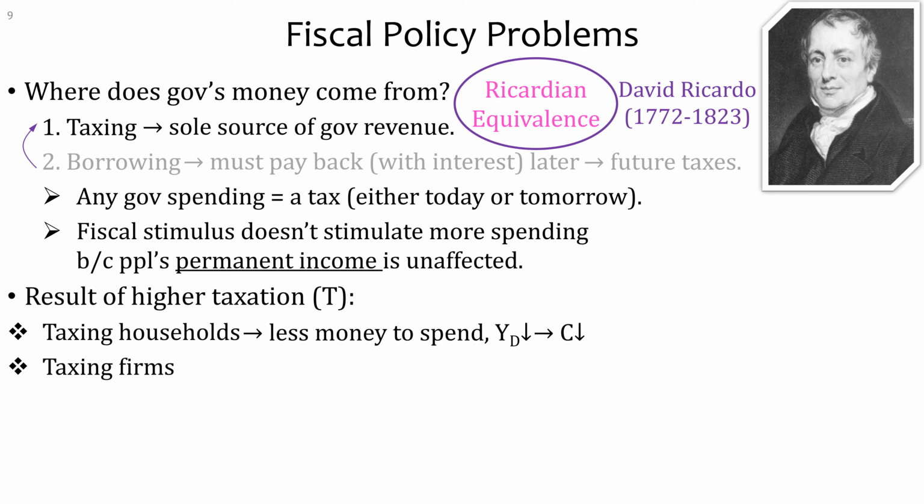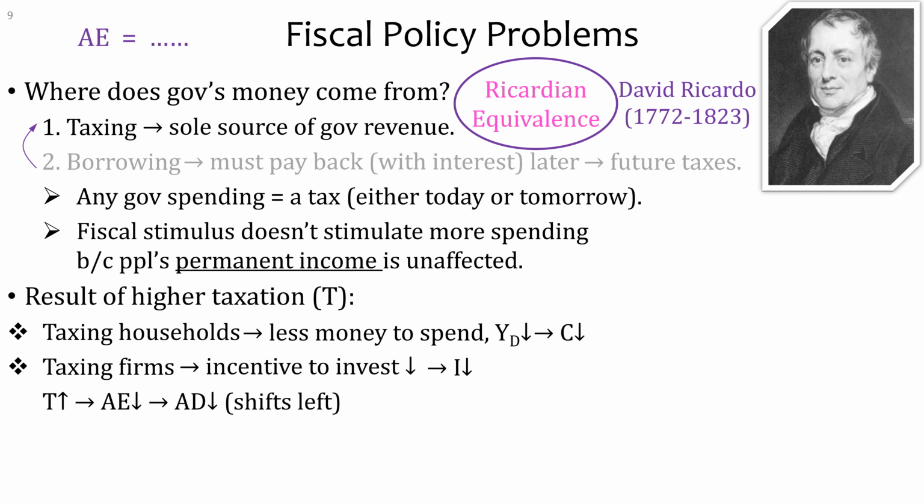How about on firms? Well, again, the same thing. The firms are going to have less money to invest, so the investment by firms goes down. Either way, you will have to deal with your aggregate expenditure formula, so you would have to write that down when you take your notes. And you're going to see that C and I go down. So the aggregate expenditure goes down, less spending means less demand, and your demand would shift to the left.